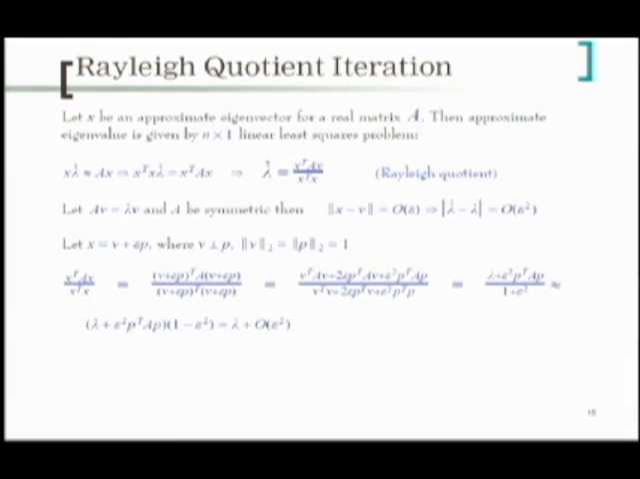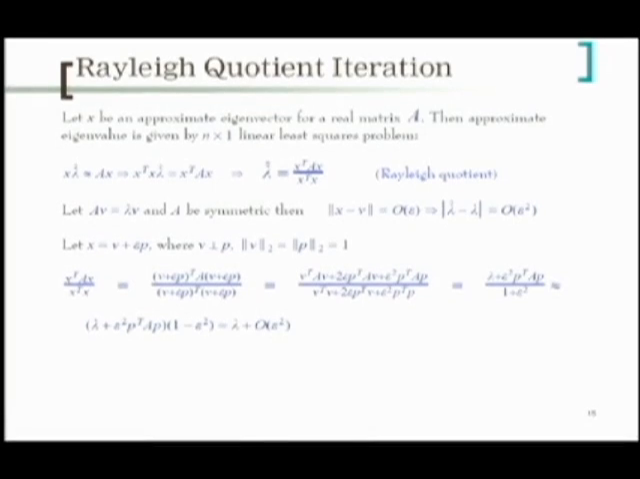So let X be an approximate eigenvector. Should have made this a little larger, I'm sorry. Let X be an approximate eigenvector for a real matrix A, then the approximate eigenvalue is given by an n by 1 linear least squares problem. So this is what defines the Rayleigh quotient, right? So if I say X times lambda hat is approximately AX, I solve the least squares problem. Usually you'd solve it the other way around, right? Multiply by X transpose, I get that lambda looks like this. So, this holds quite generally, and if you make it into a matrix, you make it orthonormal, that's the best approximation to the eigenvalue you can get.